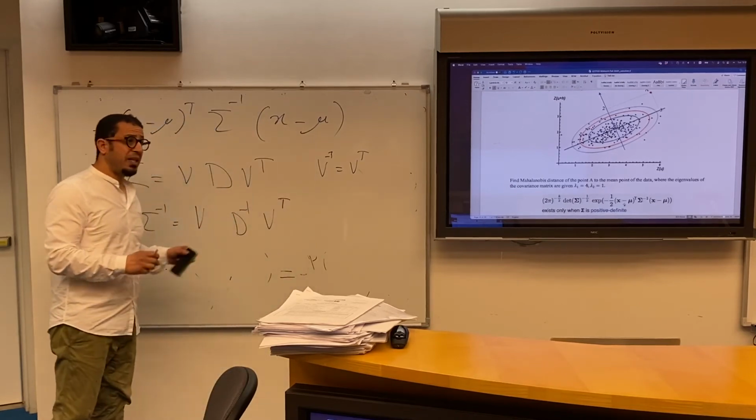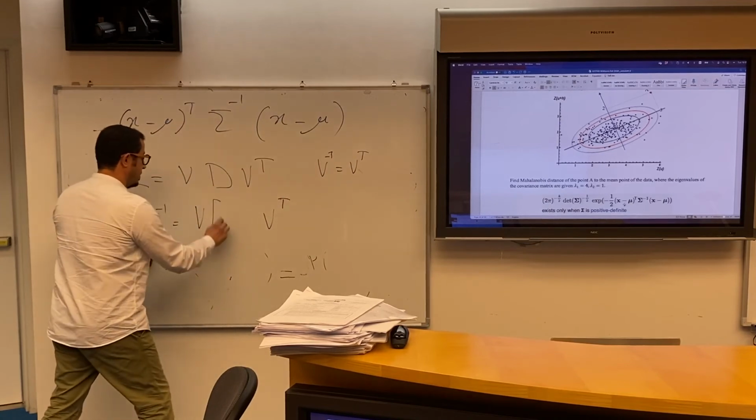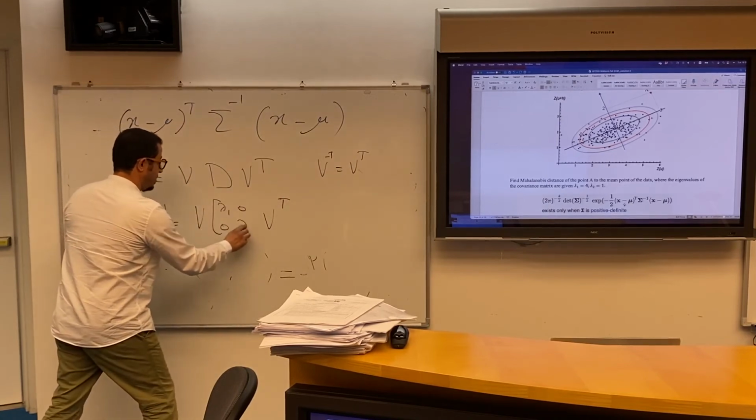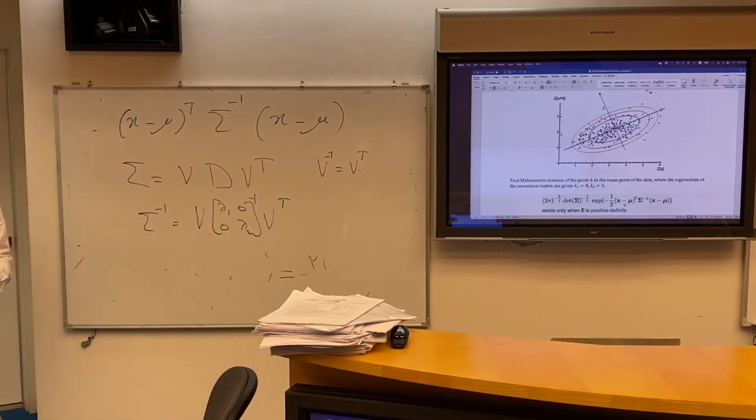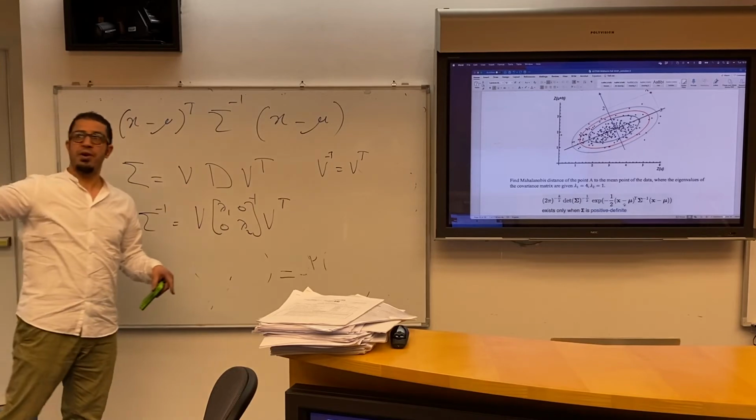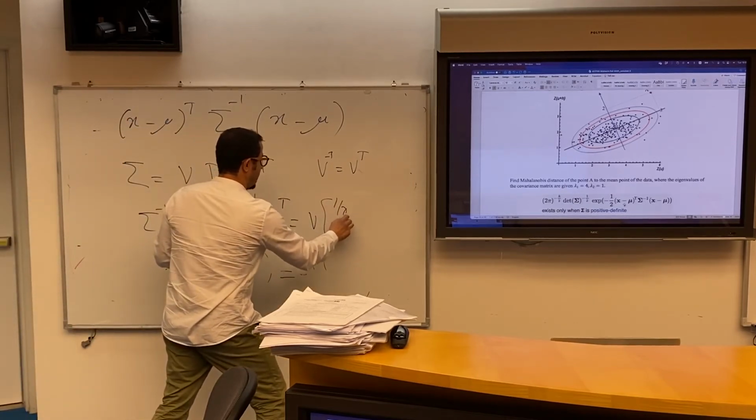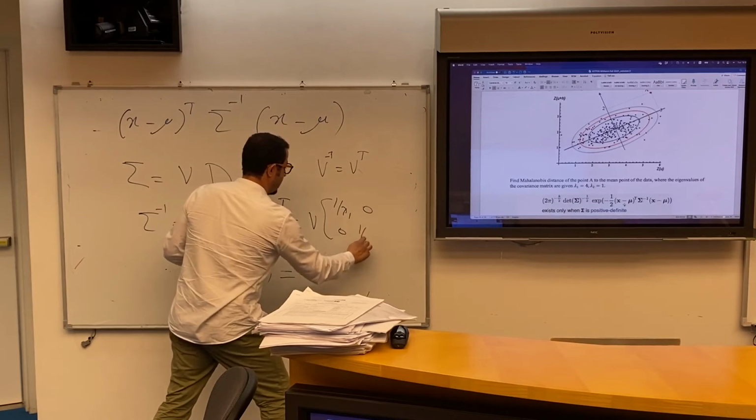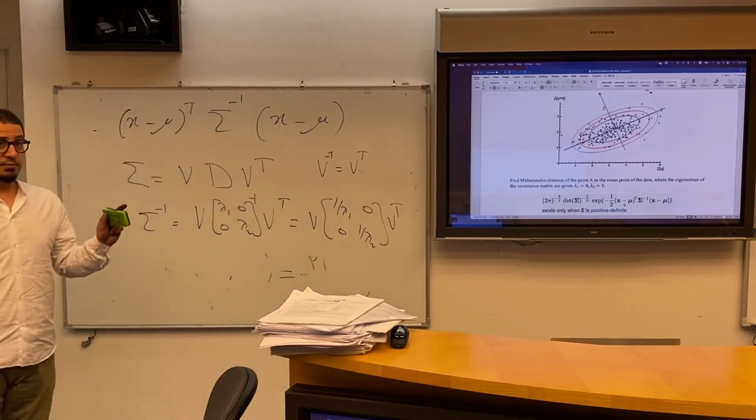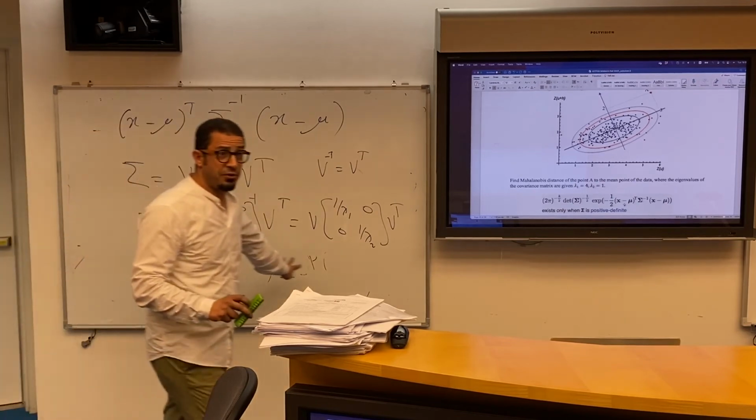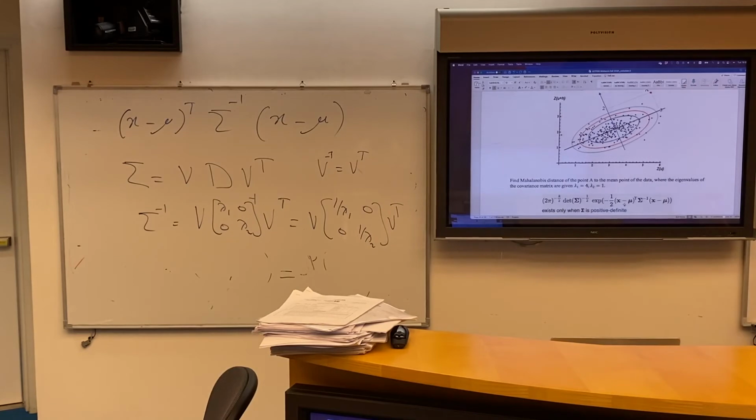And the matrix, when it is diagonal, lambda 1, 0, 0, lambda 2. If you do the inverse, what is the diagonal of the inverse? 1 over the eigenvalue. So what will be here? V, then 1 over lambda 1, 0, 0, 1 over lambda 2, and V transpose. I did not think, I just calculated what PCA is. It means I am getting the inverse.